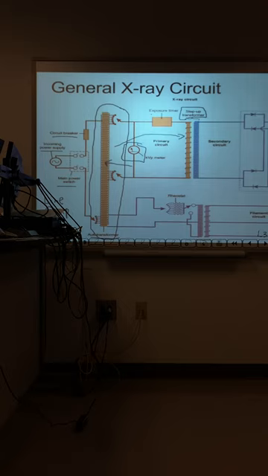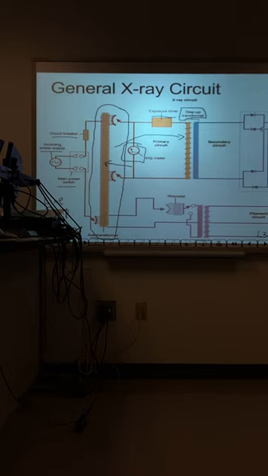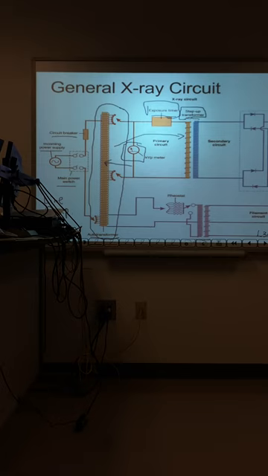Now we're right here, the exposure timer. The exposure timer is located in this section because it's easier to control the turn-on and turn-off of the power at low voltages than at very high voltages. That's why they have it right here in the circuit.